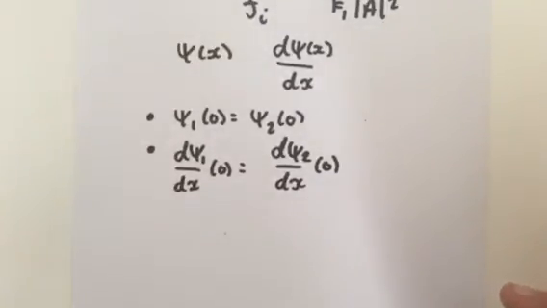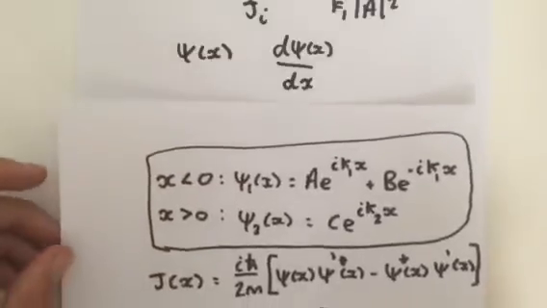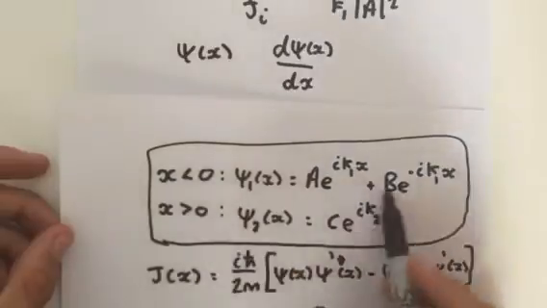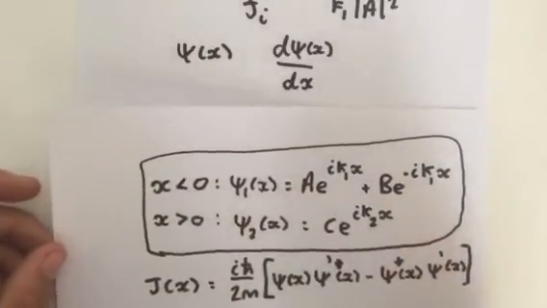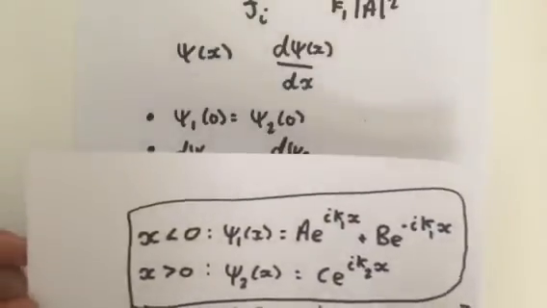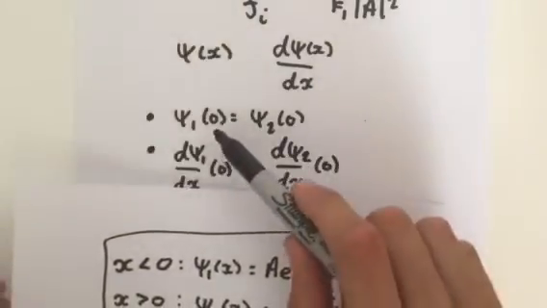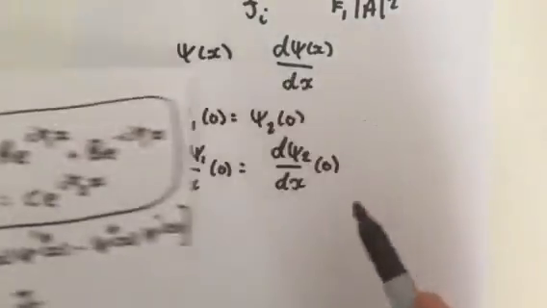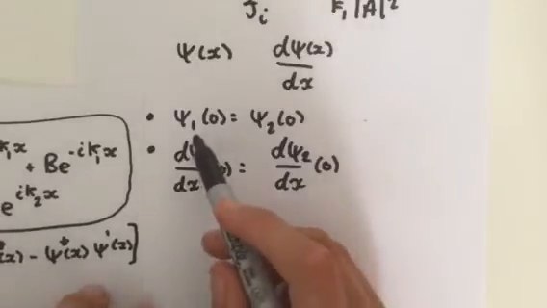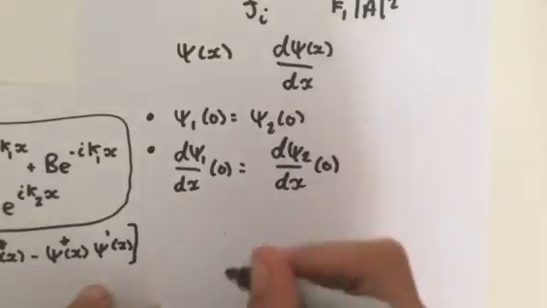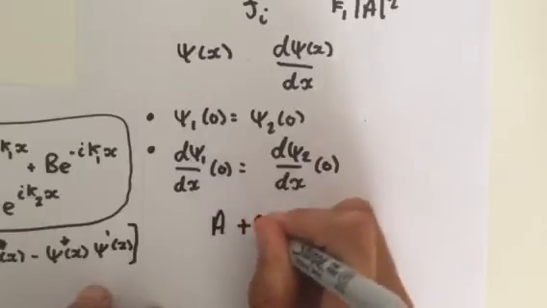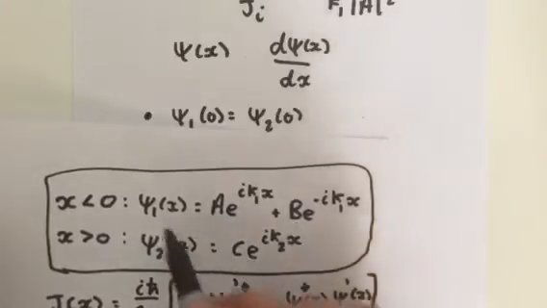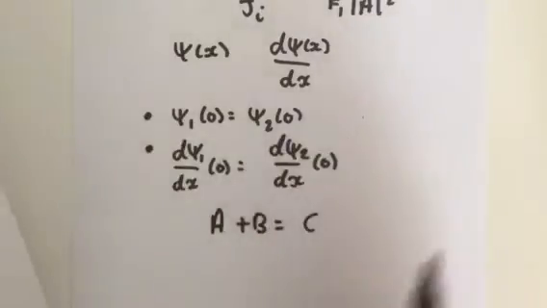Brilliant. So obviously, you know the following from the last video. Commit that to memory. For x less than 0, we get that; for x greater than 0, we get that. Plugging these two equations into psi_1(0) equals psi_2(0), we get A plus B is equal to C. Psi_1 is equal to psi_2.